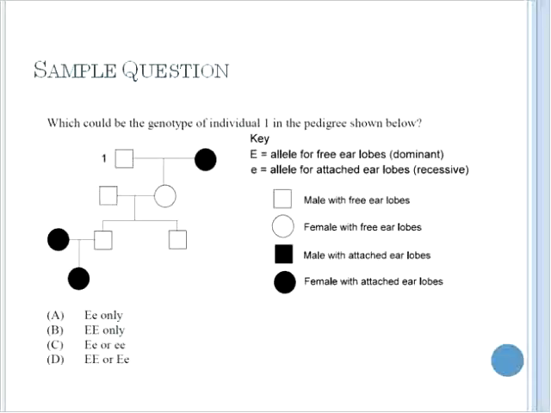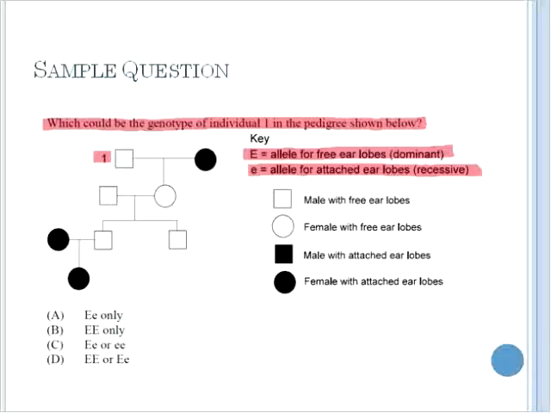Past public examinations have offered questions on this topic and present the following for consideration. This question asks, which could be the genotype of individual 1 in the pedigree shown below? You are told that capital E is the allele for free earlobes, which is dominant. Lowercase e is the allele for attached earlobes, which is recessive.